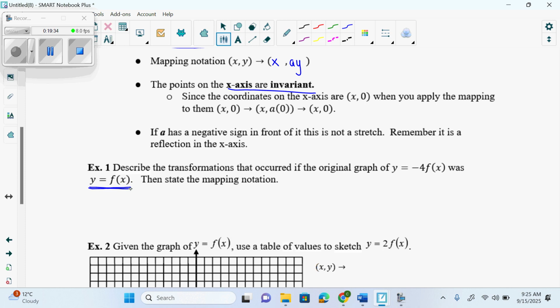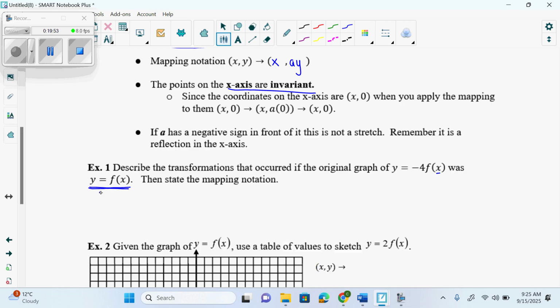All right. So, and then we're going to state mapping. So we go stretch, reflect, translate. Is there anything with the x? No. So all we have is a vertical stretch and a reflection in the x. It's not with the x. Nothing happens to the x. There's nothing about y. Okay.